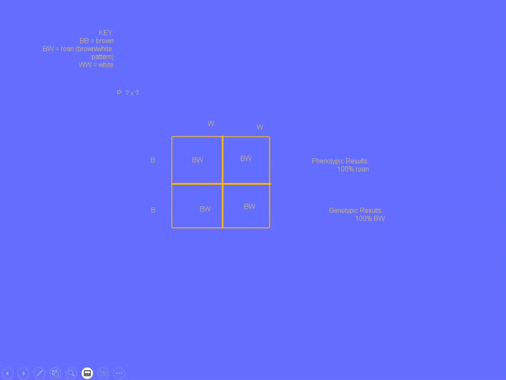The parental genotypes would be BW and BW. Or, oh, I'm sorry, BB, a fully brown, crossed with a fully white, WW. So if you were a farmer looking to only put out a particular type of cow with roan color pattern, then you would have to cross a fully brown with a fully white, or a purebred brown with a purebred white cow.